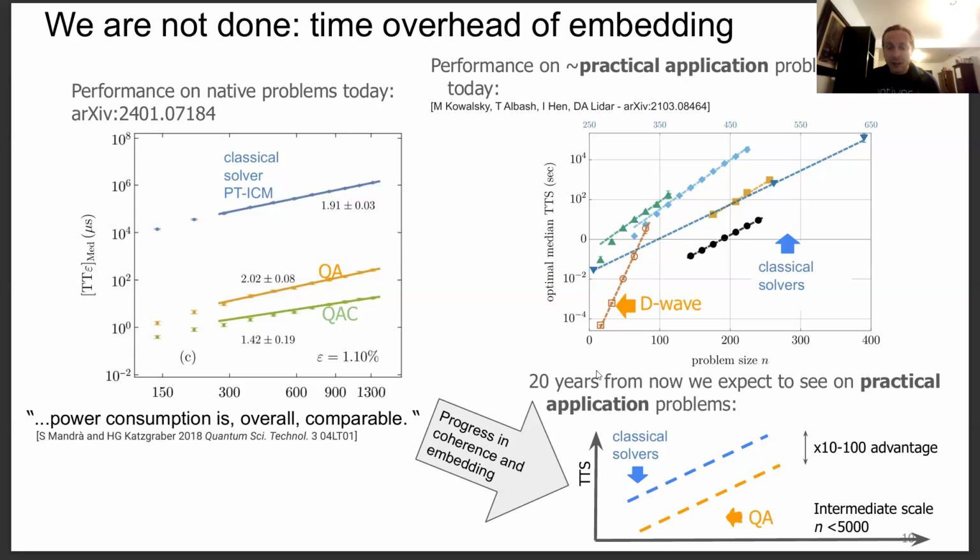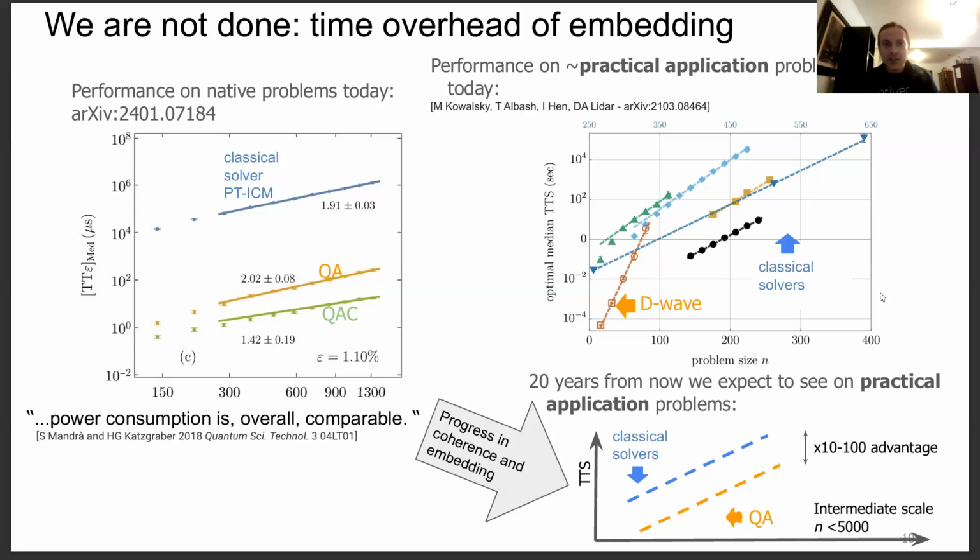I think the way the field is going to develop is that it will take us about 20 years to get rid of this exponential slowdown. But the most important and positive message is that it is, at least in principle, possible to get rid of this exponential slowdown.